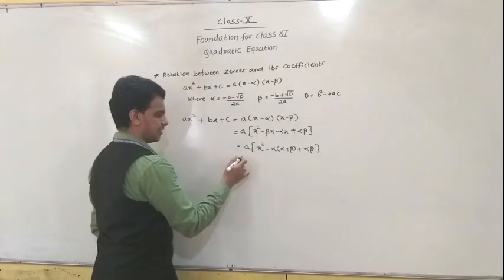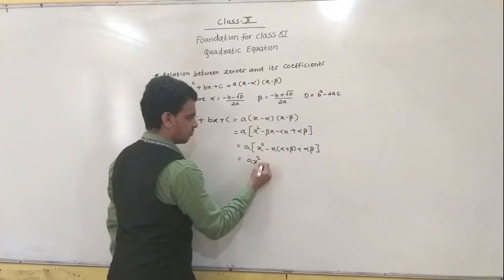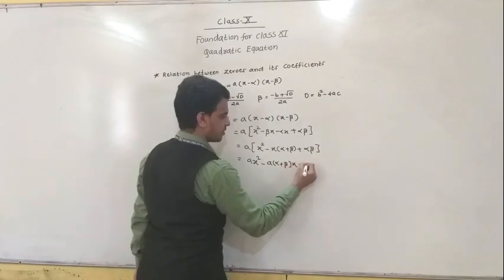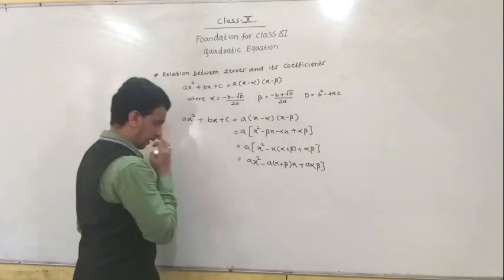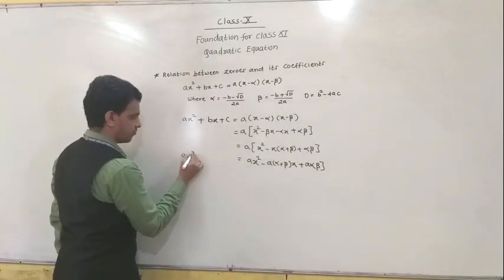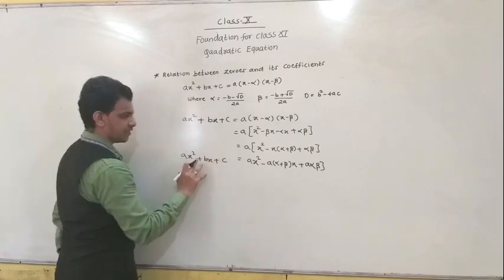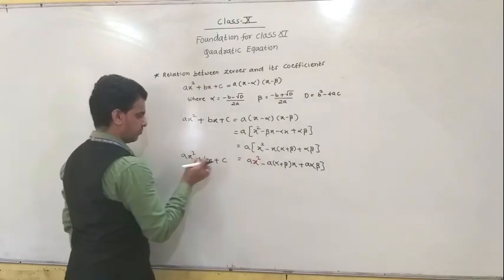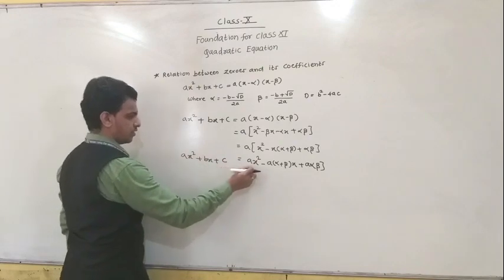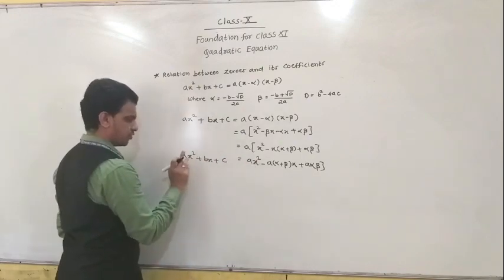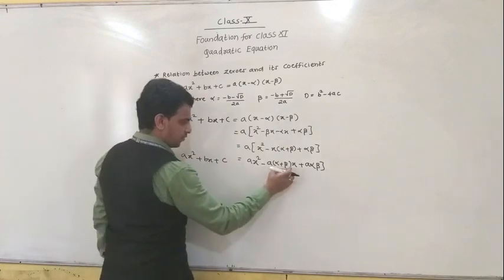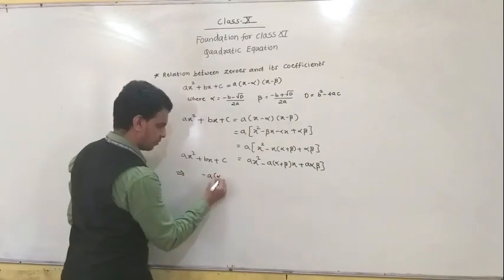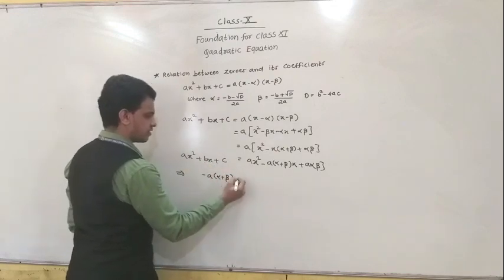Now if we multiply this a inside, we will get a x square minus a into alpha plus beta into x plus a alpha beta. Now these two equations are equal, so we can compare the corresponding terms, means this x square term and this x square term we have to compare. Here the coefficient of x square is a, here also the coefficient of x square is a. Then the coefficient of x here is minus a into alpha plus beta, and here the coefficient of x is b.